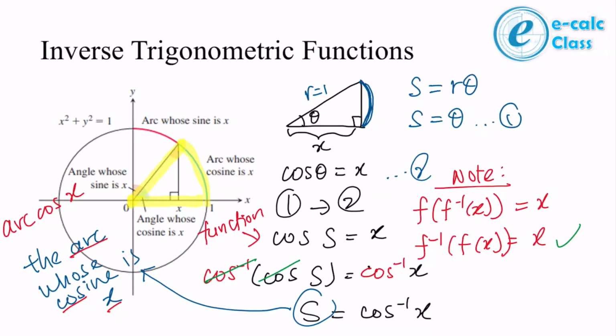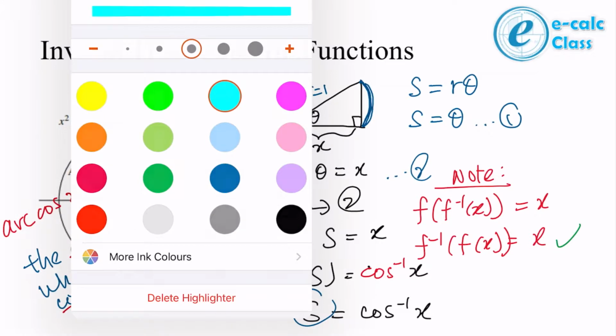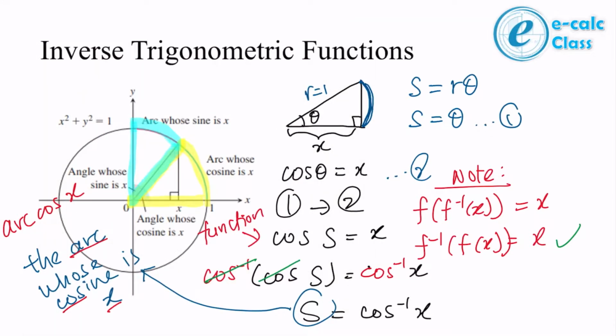Similarly, if you want to understand what inverse sine is, you just have to look at this arc here. You should be able to show that arcsine is equal to sine inverse. But all of this is not important. The most important thing for inverse trigonometric functions is the range and domain of these inverse trig functions.